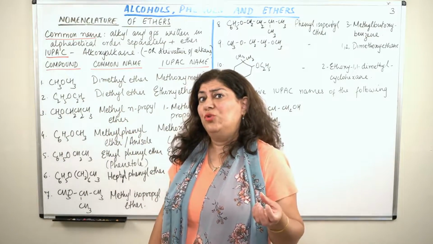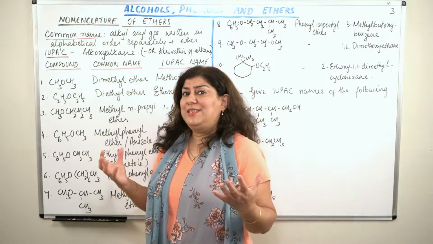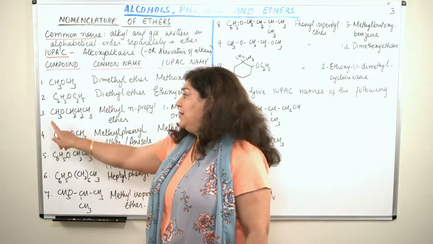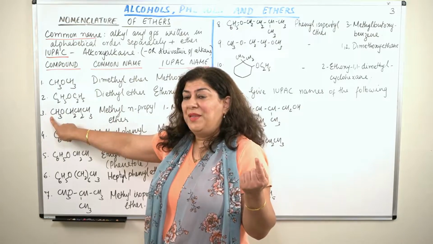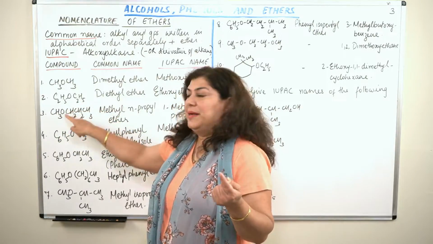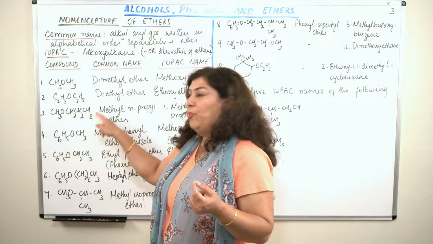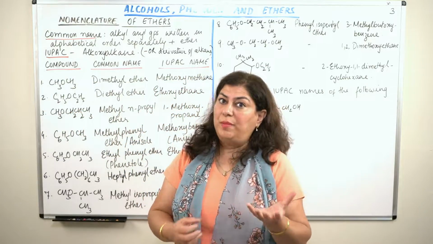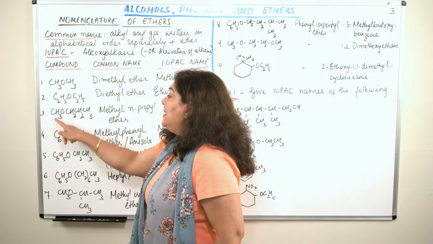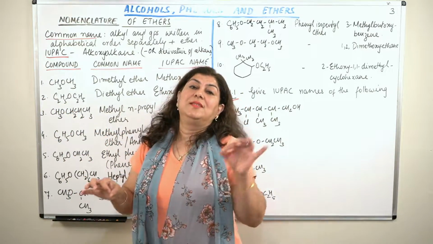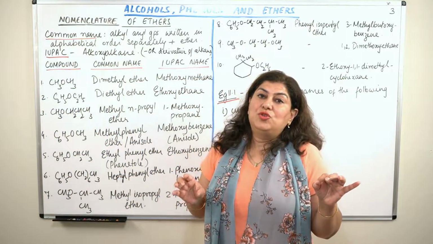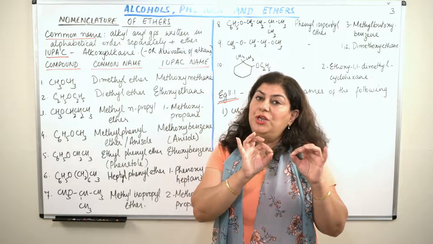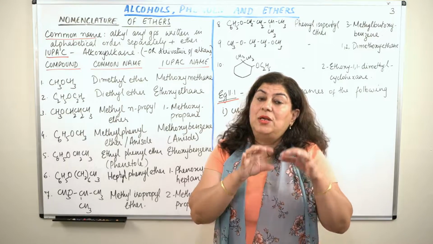In IUPAC nomenclature, I'll choose the longest chain as the parent hydrocarbon, which means 1, 2, 3. This has 3 carbons, this has only 1 carbon. So I choose this to be the parent hydrocarbon. So this becomes propane. The parent hydrocarbon is propane, and this methoxy group is the substituent. So the smaller alkyl or aryl group with the oxygen is called alkoxy.